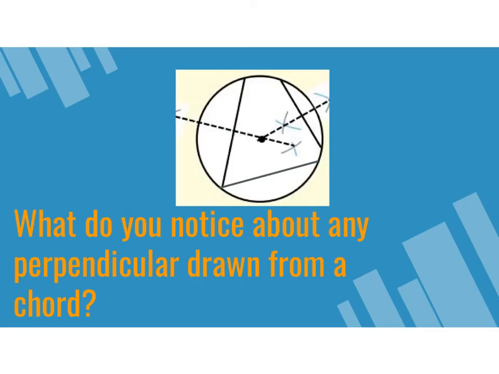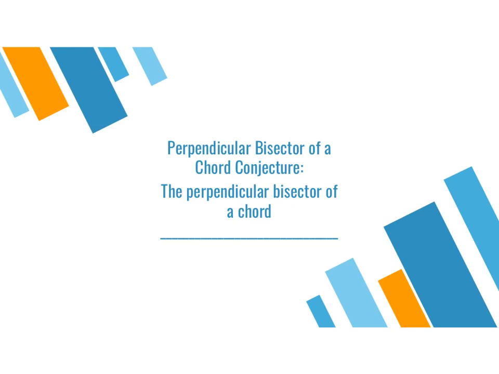Lastly, anytime you draw in the perpendicular bisector from a chord, so if I drew this one in as well, it will always pass through the center. Okay? In any circle ever, this happens. So the perpendicular bisector of a chord passes through the center of the circle.